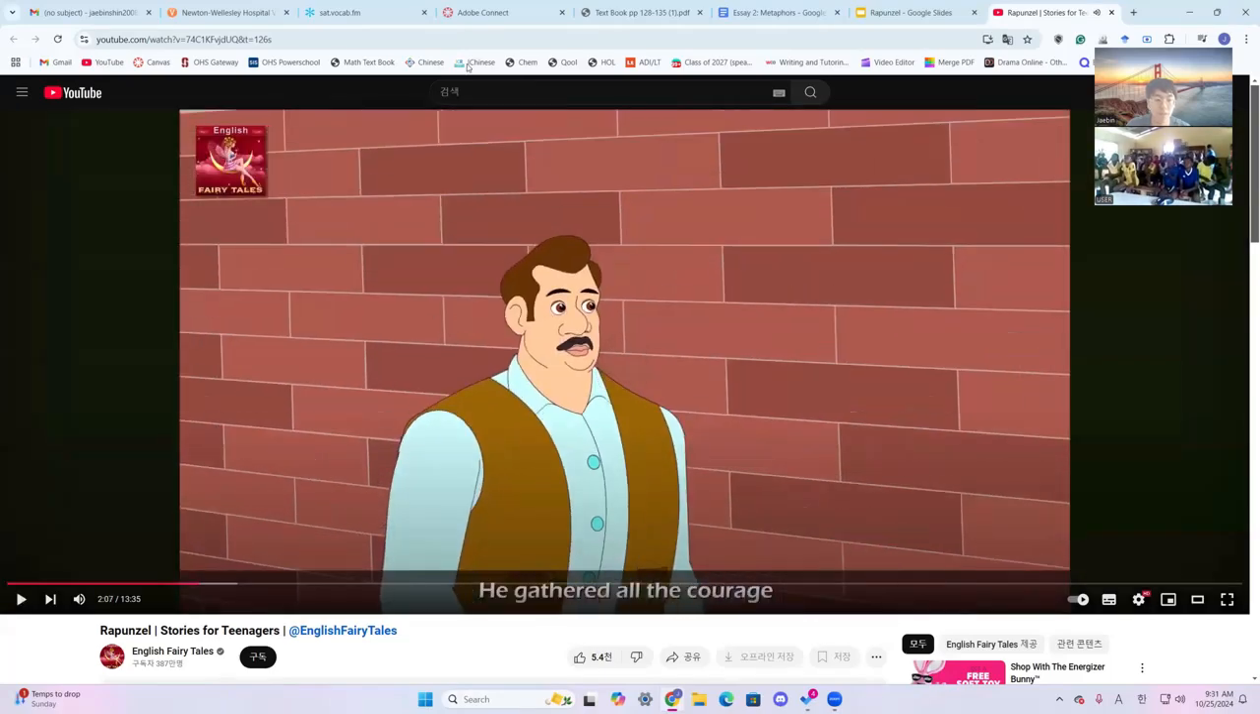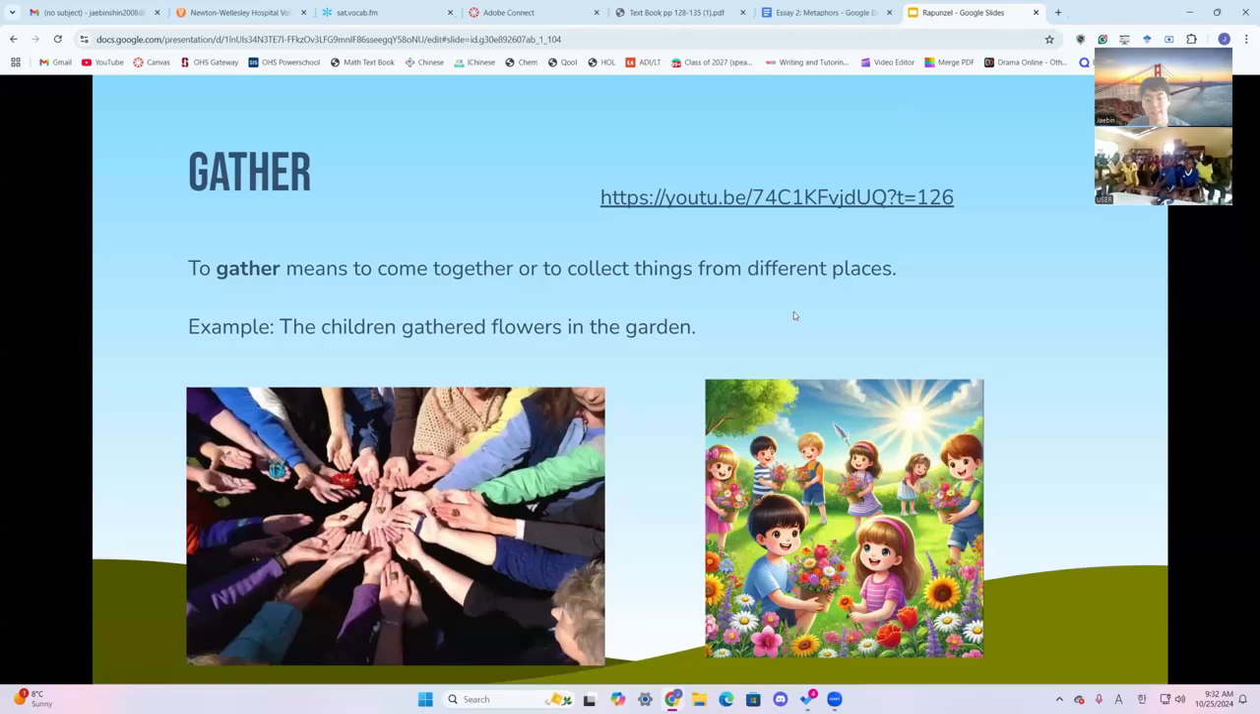He gathered. So here, the phrase is like he gathered all the courage. It means that he collected all the courage in order to get to the witch's house. Gather, following from a similar meaning, means to come together and collect. So in the story, it means to collect all his courage to go into the witch's garden.